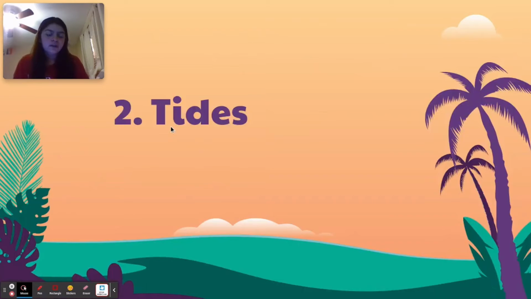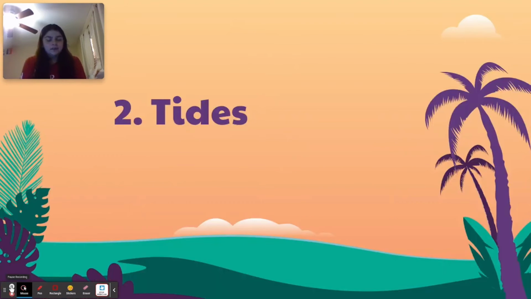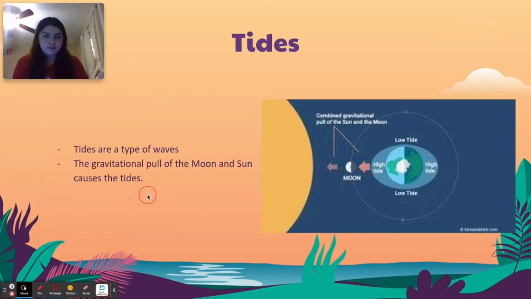So we're moving on to tides and how they affect the coast too. Okay, tides move sediment, beach sediments too. They transport beach shapes. Okay, now I'm going to be talking about tides and how they affect the coast. Oh, okay, let's go back.